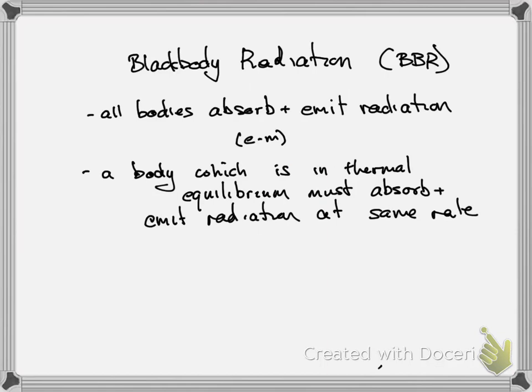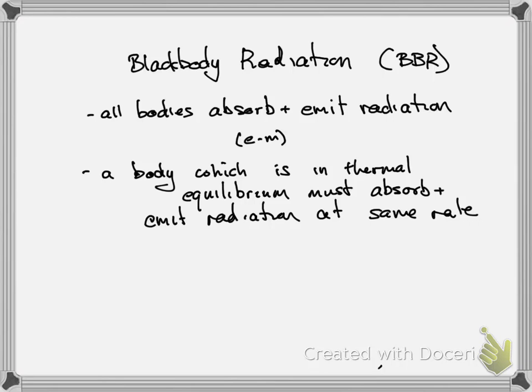Let's just think about what we mean by a body emitting radiation. We're talking about electromagnetic radiation. We're talking about light. But when we say light, we mean it might be visible, ROY G. BIV: red, orange, yellow, green, blue, indigo, violet, or it might be ultraviolet, it might be infrared, it might be anywhere along the spectrum, radio waves, etc. Note also that a body which is in thermal equilibrium must absorb and emit radiation at the same rate.